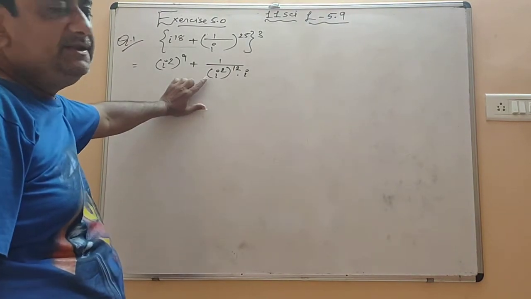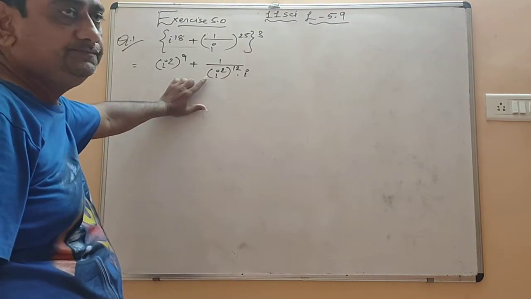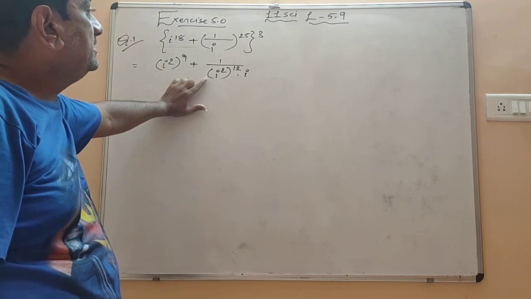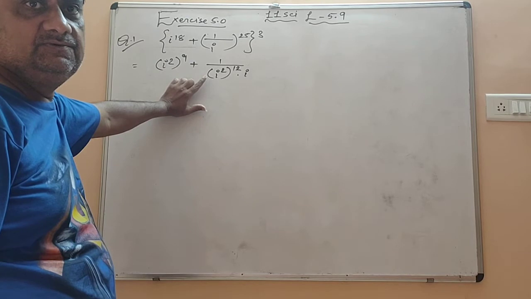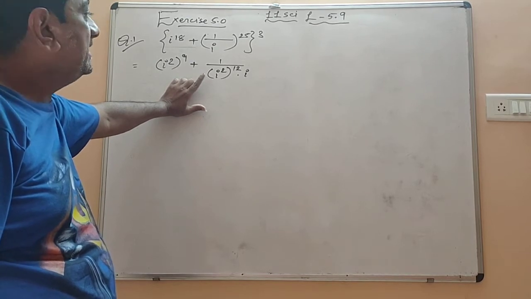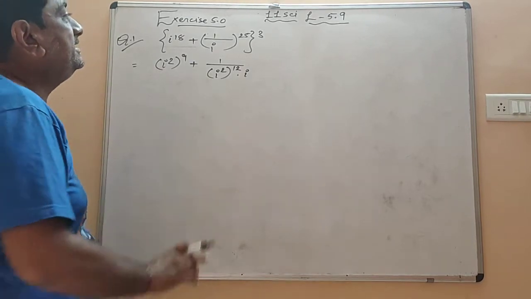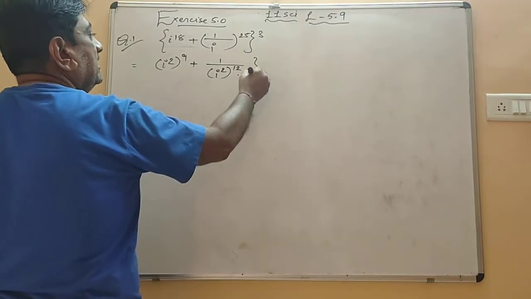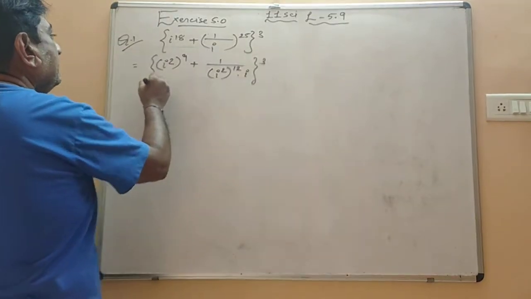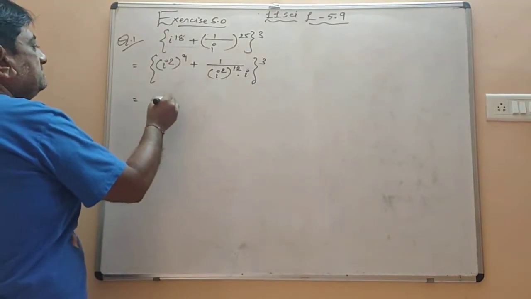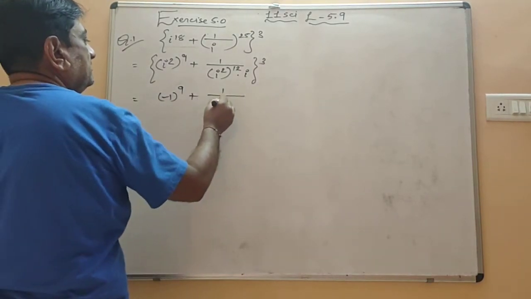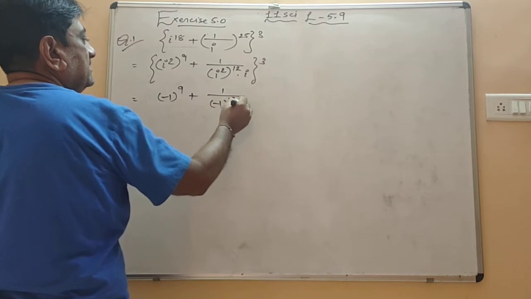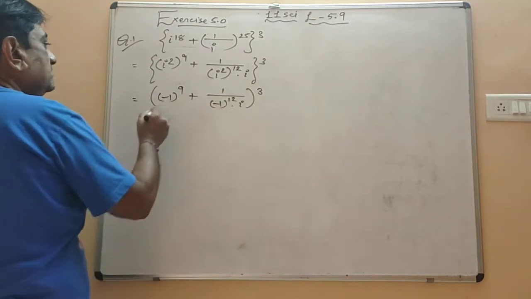i raised to 25 means i square raised to 12, so i raised to 24 हो गई and i की 1 पावर, तो 25 पावर चाहिए हमको, and raised to 3. Therefore it is -1 raised to 9 plus 1 upon -1 raised to 12 into i, and whole cube.